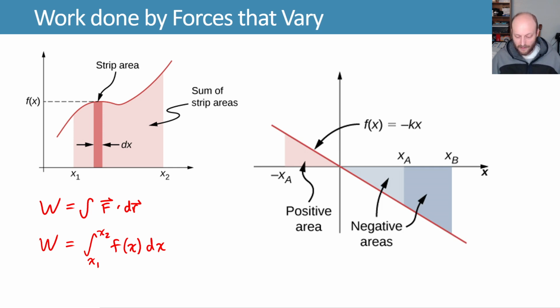Here we have another example of a function of a force that depends on position, and we can add up the areas the same way. I'm using this one to show you that if you have your curve above the x-axis, that contributes positive work. And if you have your curve below the x-axis, as you add up that area, that ends up giving you a negative contribution to the integral, or negative work.